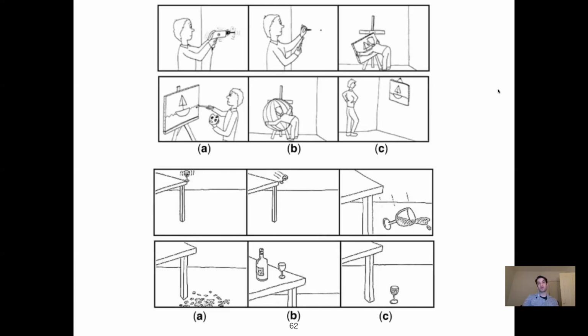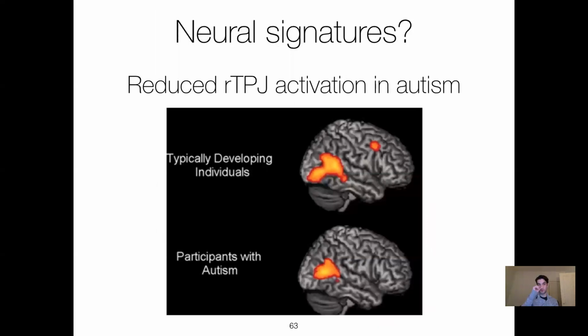And in the same way you see reduced activation in these frontal regions or in the STS, you also see reduced activation in RTPJ in autism. So we can still see an RTPJ for sure. That's what this is back here, but it's smaller and less active than it is for typically developing individuals.